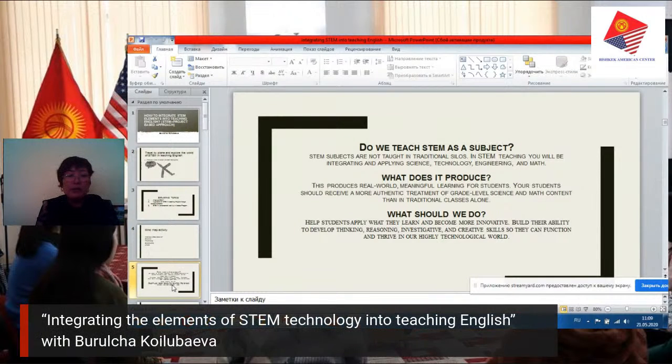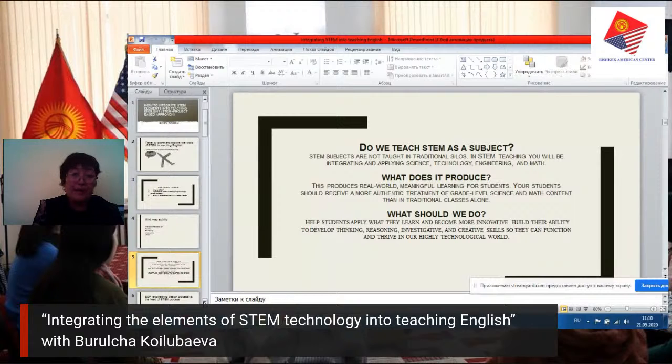And what does it produce? It produces real world, meaningful learning for students. Your students should receive more authentic treatment of grade level science and math content than in traditional classes alone. What should we do? We should help our students apply what they learn and become more innovative, and build their ability to develop thinking, reasoning, investigative, and creative skills so they can function and thrive in our higher technological world. Later I will give you some examples from my own teaching process, okay?